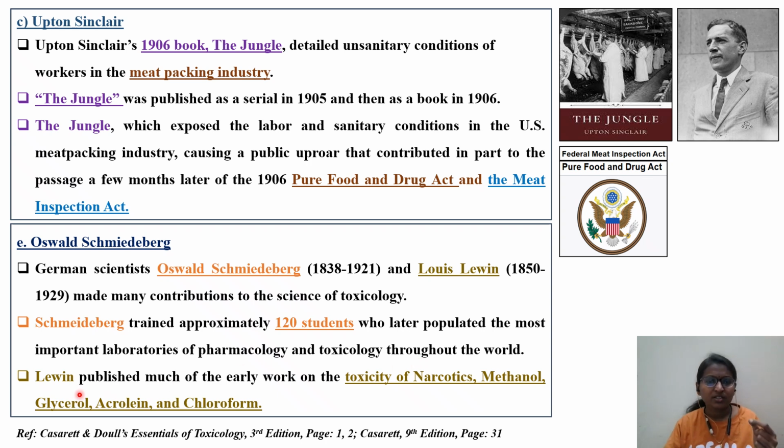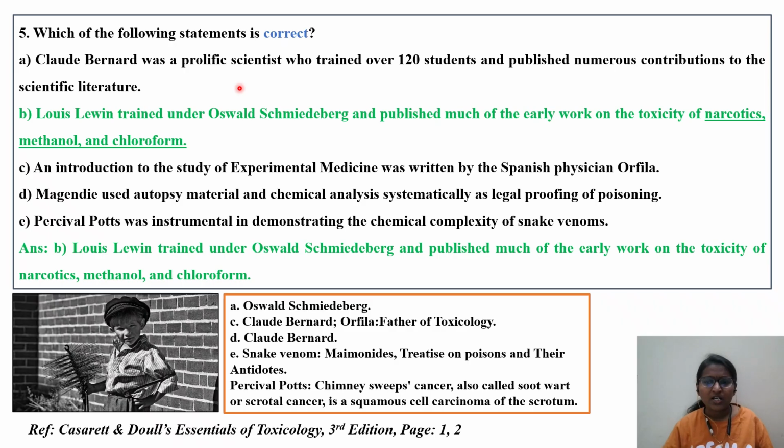Then Lewin, another scientist, his early work was on the toxicity of narcotics, methanol, glycerol, acrolein, as well as chloroform. All this important information was taken from Casarett, 9th edition, chapter 1, page number 31, as well as in Klaassen, the short book, page 1 and 2. Next, we have the last 10 questions in this particular thing.